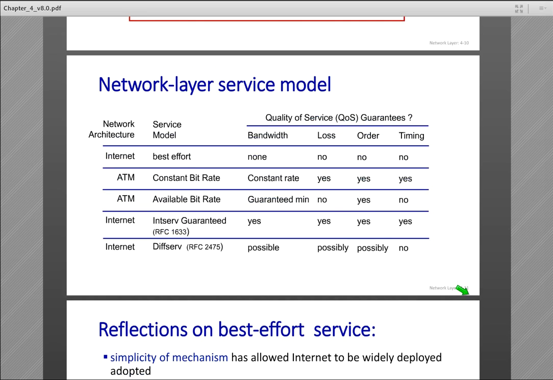Okay, so when we talk about the internet, we can see that the internet can guarantee nothing. But what will happen if I need some guarantees?